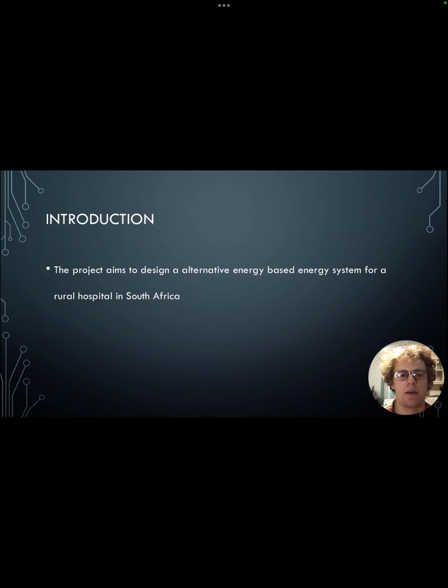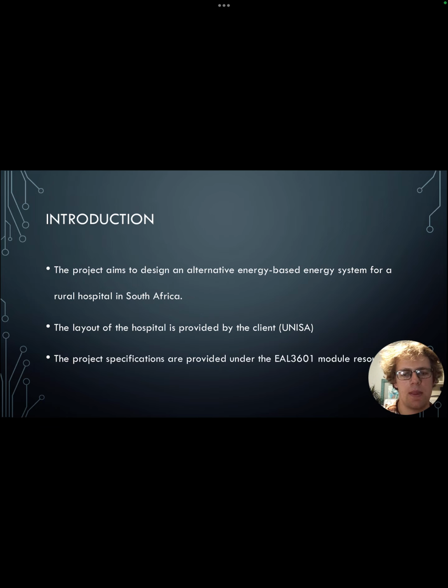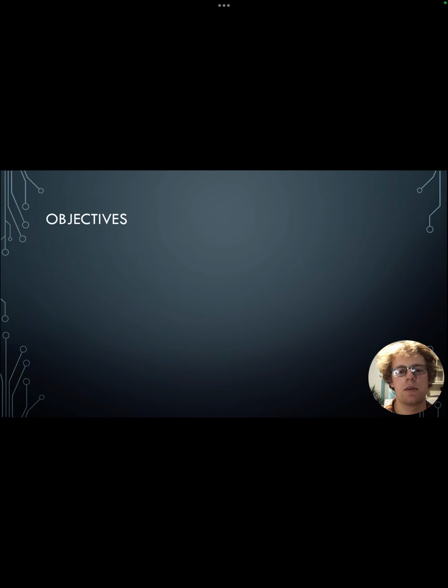Introduction. The project aims to design an alternative energy-based energy system for a rural hospital in South Africa. The layout of the hospital is provided by UNISA, and UNISA will be considered the client in this regard. The project specifications are provided under the EAL3601 module resources. So the project specifications were taken from the MyUNISA site and referenced accordingly, and those specifications were adapted to fit the project descriptions and outcomes.